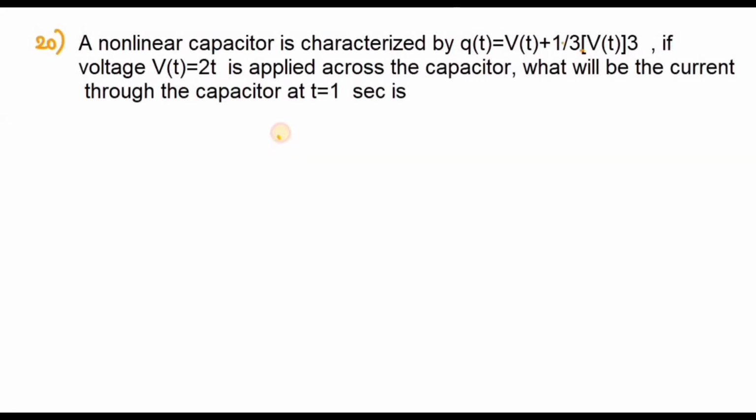These are the tangent of T. Next, a nonlinear capacitor is characterized as Q of T is equal to this one, and if the voltage V of T is equal to 2T is applied across the capacitor, what will be the current through the capacitor at T is equal to 1 second?